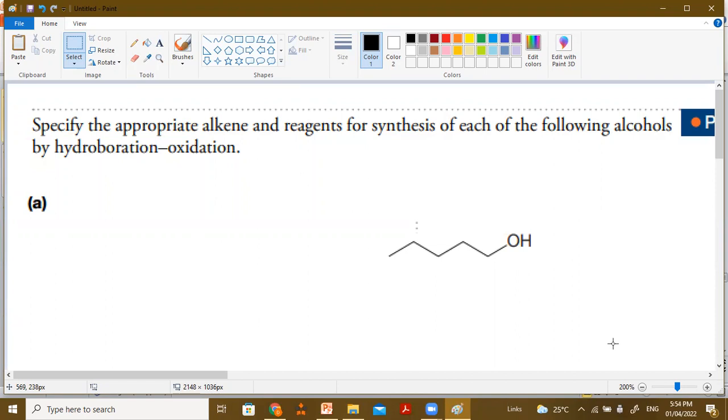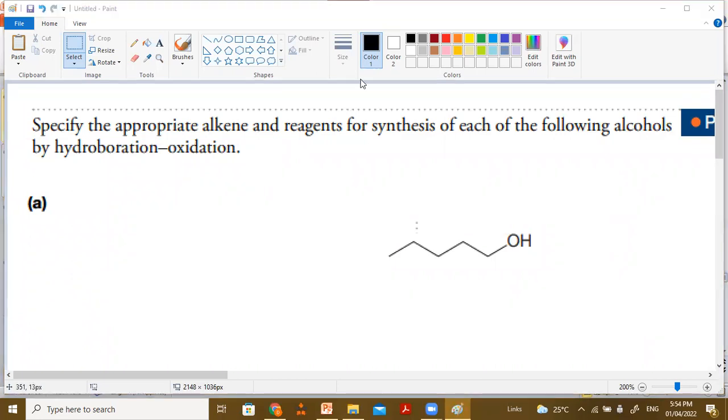But depending on whether it follows Markovnikov addition or anti-Markovnikov, it depends on the additional reagent. But what could be our starting material here?